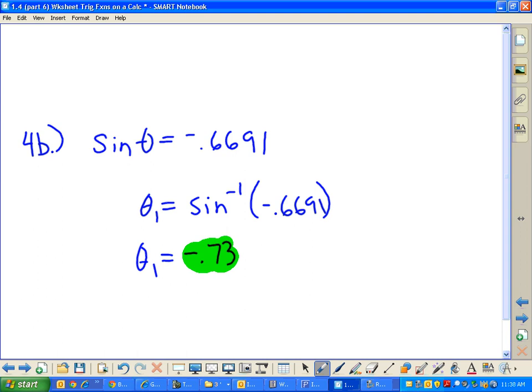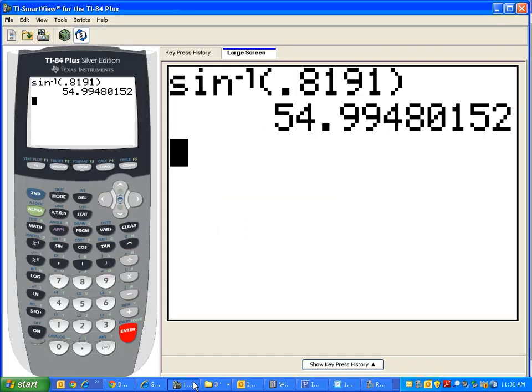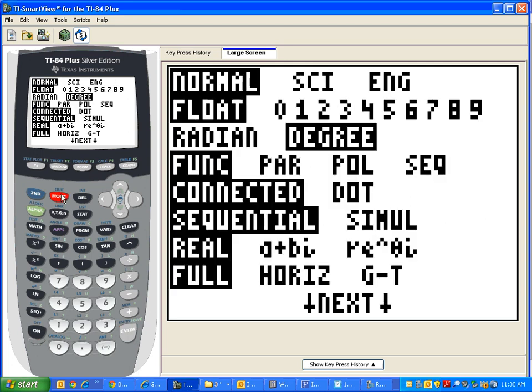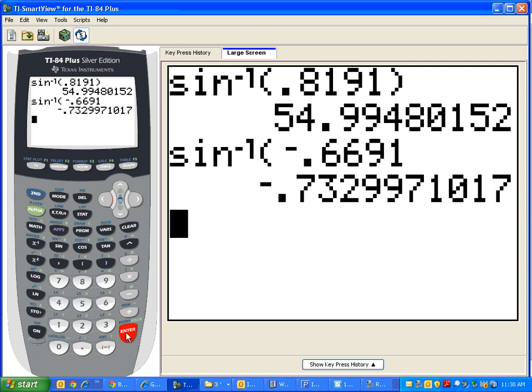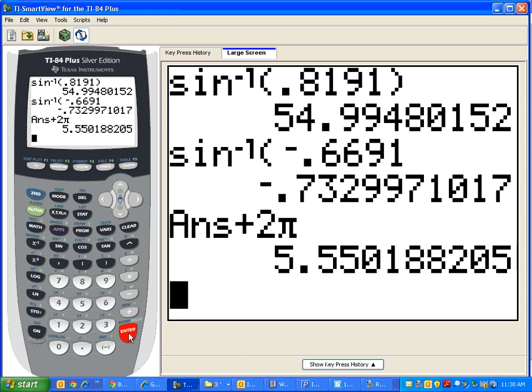Yeah. So you'd go to your calculator and just add on 1 full revolution, or add on 6.28, however you want to work it. So we do sine inverse. I always try to save my rounding till the end. I've got to switch my mode here. So sine inverse of negative 0.6691. So negative 0.73 is what you get when you do that, and then we have to find the coterminal, so I'm going to add on 2 pi. And we get about 5.55 radians, so definitely in quadrant 4 there.